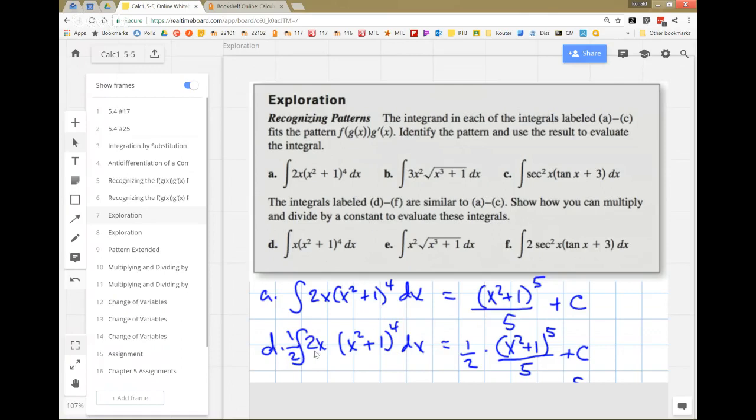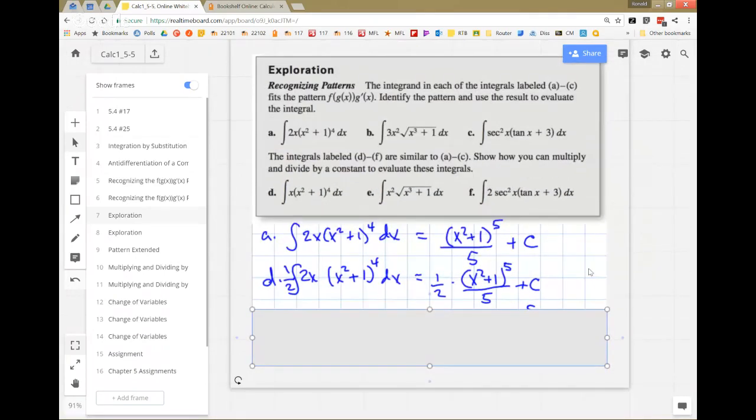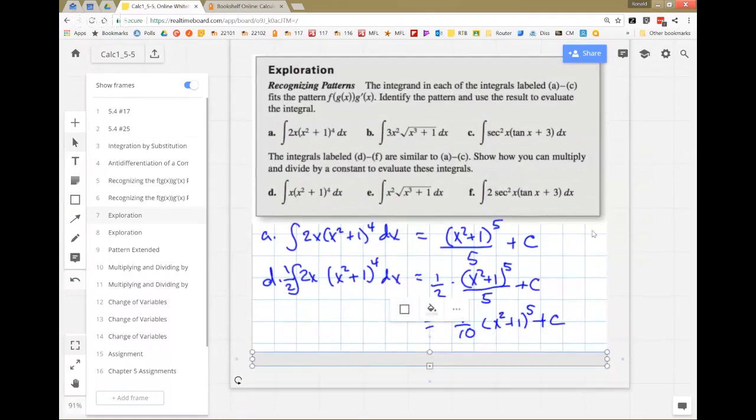And how can I make it work out? By multiplying outside the integral by 1/2. Now, when you take 1/2 times 2x, it's back to the x it was. So now we can do the integral. We can't forget about this 1/2 on the outside. What's the integral of x squared plus 1 to the 4th? Raise the power by 1, divide by 5. Oh yeah, and don't forget that 1/2 we introduced. And then you can simplify a little bit more by multiplying the denominators 1/2 times 1/5.